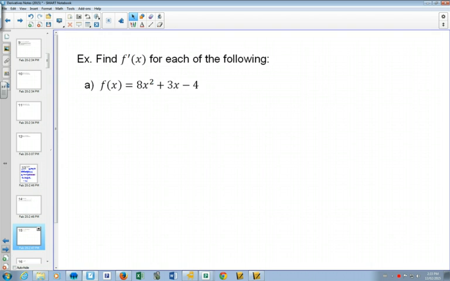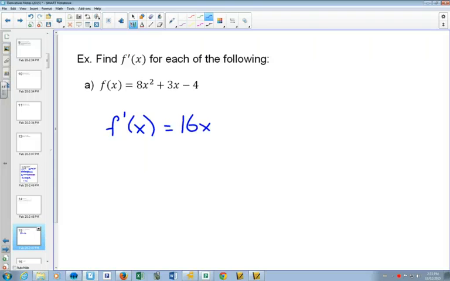Here's a great example. Have you got a guess? Have you got the answer down? Do you want to see if you're right? Did you get f prime of x? Bring the 2 out in front to make 16. Subtract 1 from the exponent to get x plus 3.